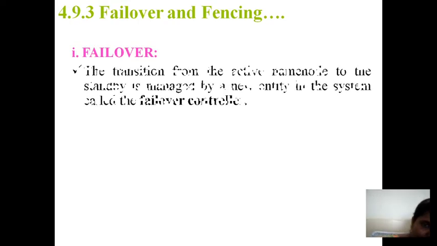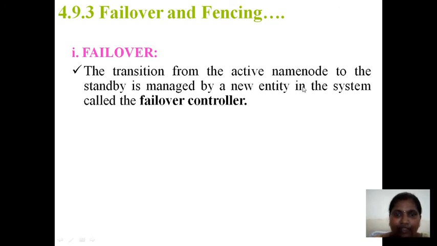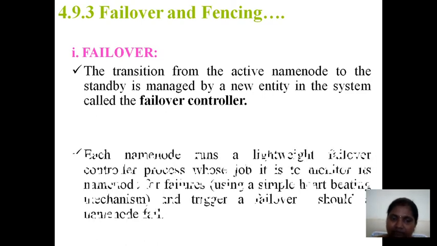See, what is failover? The transition from the active name node to the standby is managed by a new entity in the system called the failover controller. So whatever the active name node is there, if there is any problem with that, we have to take the transition from this node to the standby by using the failover controller. It is the responsibility of this. But even though we have a failover controller, the time taken to transfer will be more. Automatically we have to bear this lapse time.